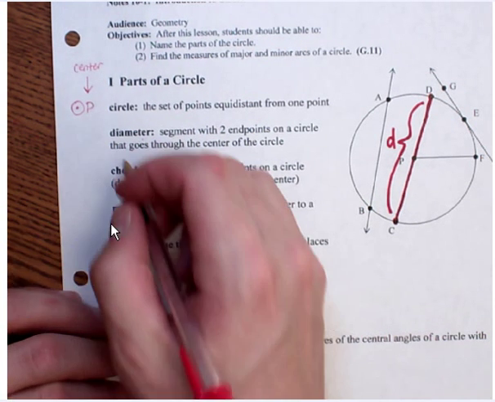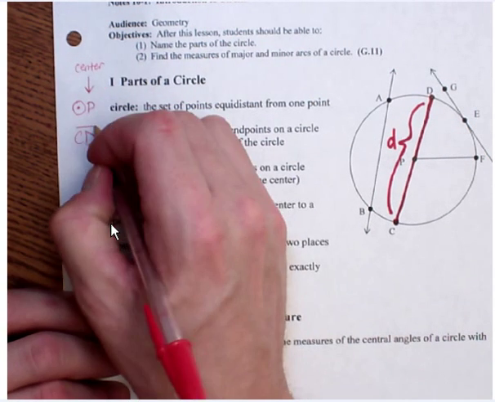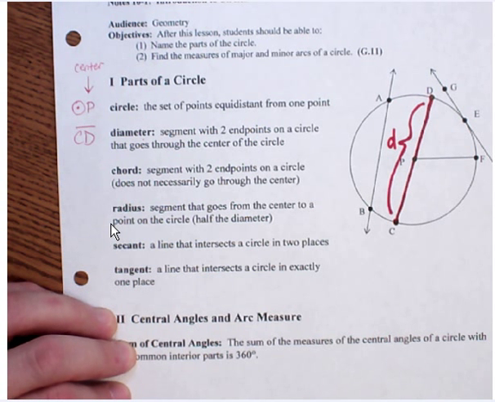So we could name it on the side. A diameter is a segment. So to name a segment, we use the 2 points, and we put a segment bar above it. So there's diameter CD.